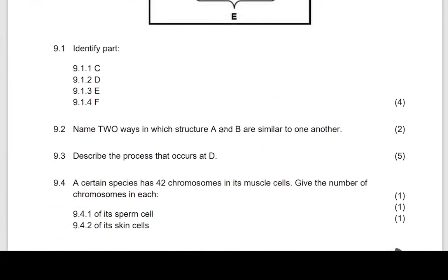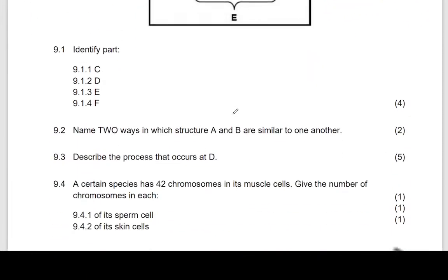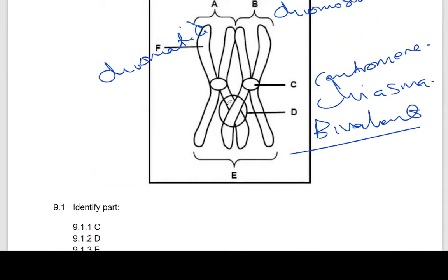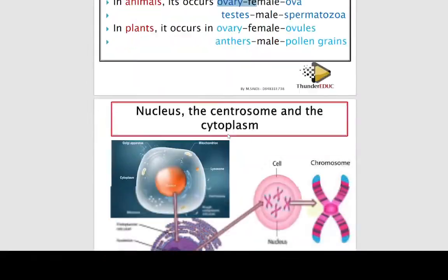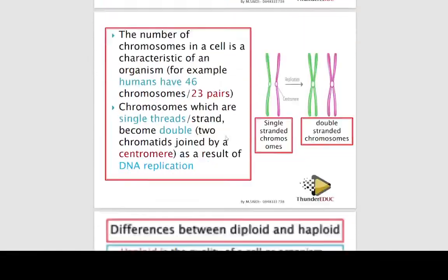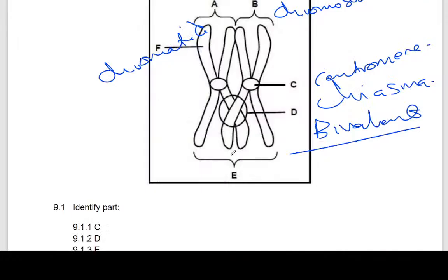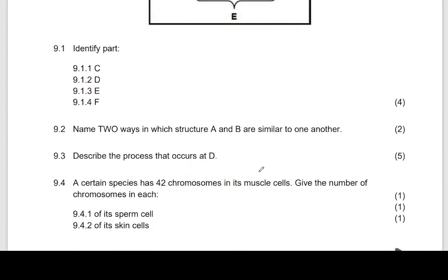Name 2 ways in which structure A and B are similar to one another. We talked about this. It's the second time we are talking about it. You just look at it here at the karyotype. Same shape, same size, and same locus or loci of the genes.